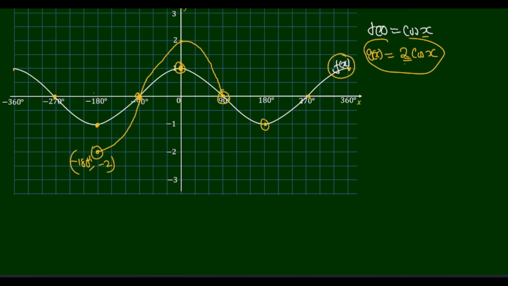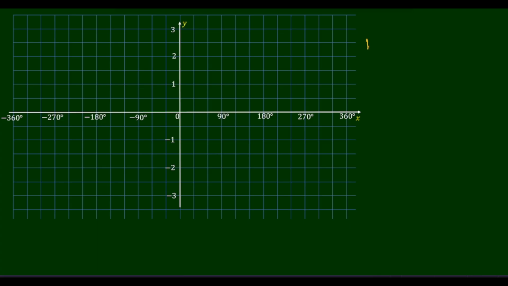Let's say we have h of x. Let's say h of x is equal to negative cos x. You see that? Right, the a here is negative now. What will it do to the parent graph? Remember, you should be able to sketch your parent graph without even checking, right? Let's sketch the graph of cos x.